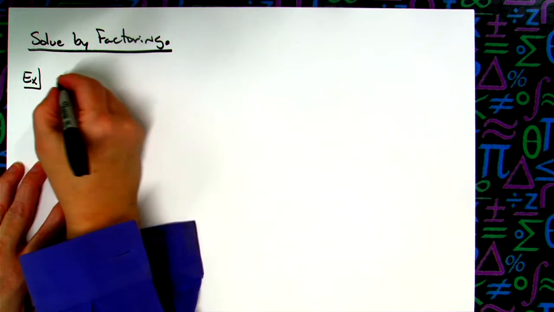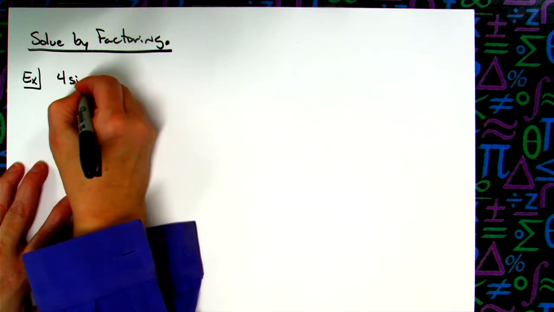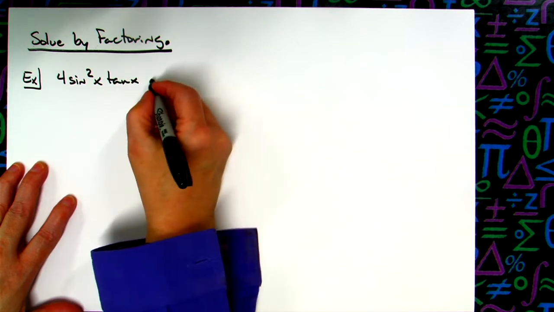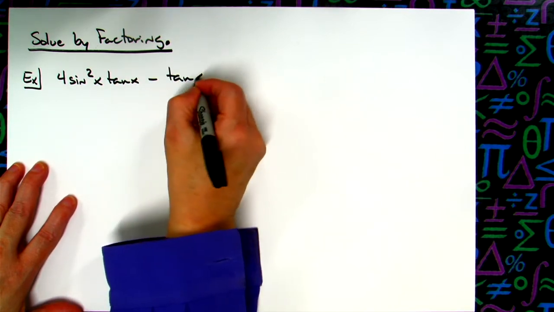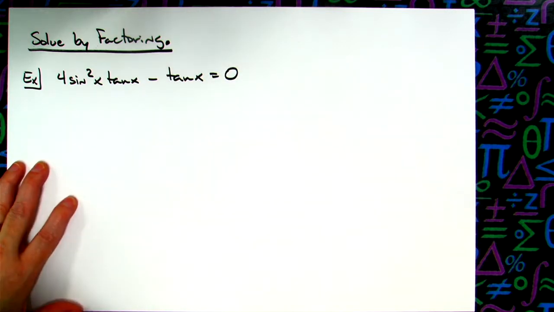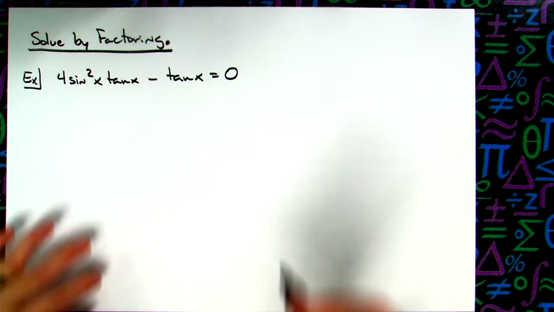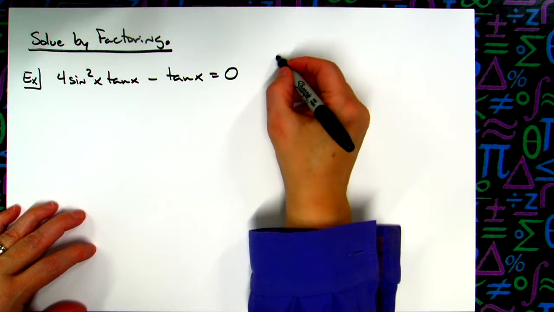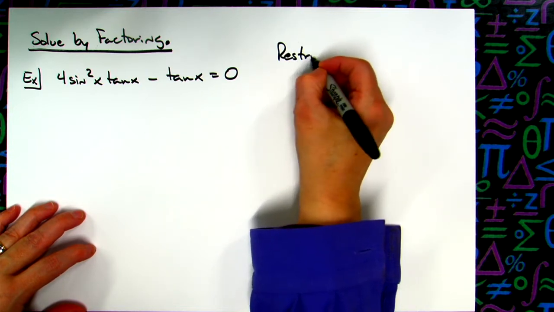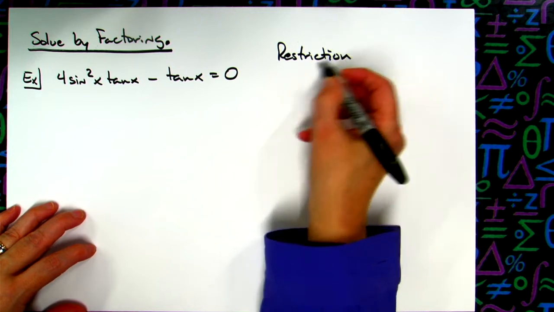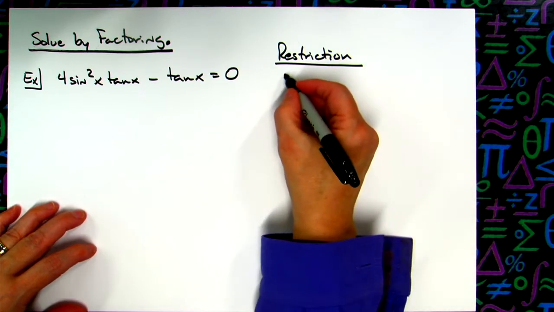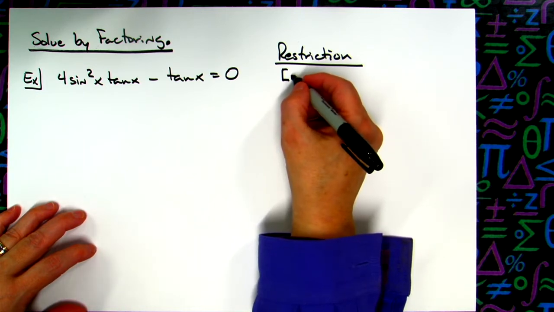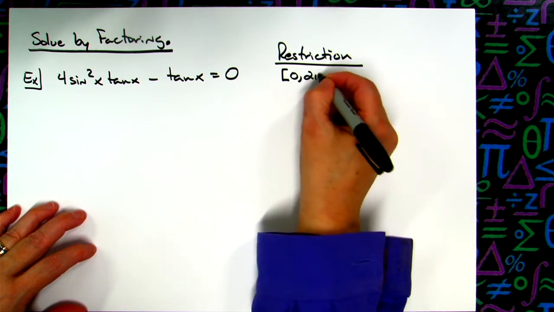Okay, so let's suppose we had 4 sine squared x tangent x, and then we had a minus tangent x equals 0. Okay, and let's say we want this solved. Let's put a restriction on here. They won't call it a restriction. I'm calling it a restriction. They'll probably just say, okay, on the half open, half closed interval from 0 to 2 pi.